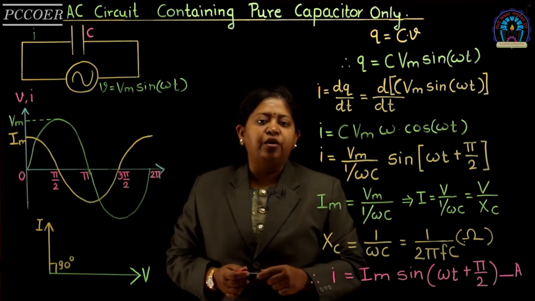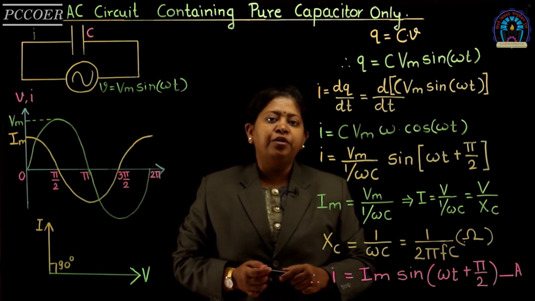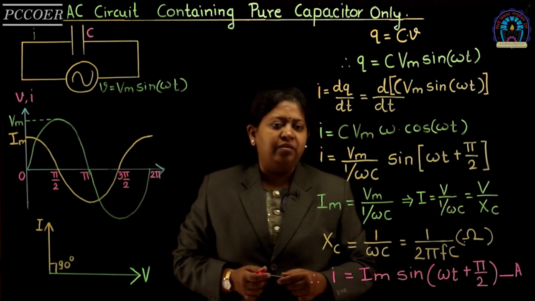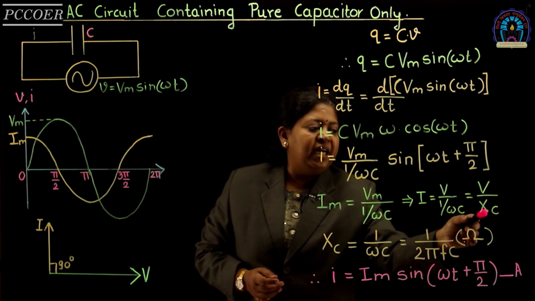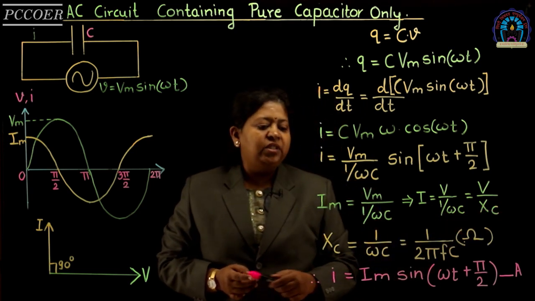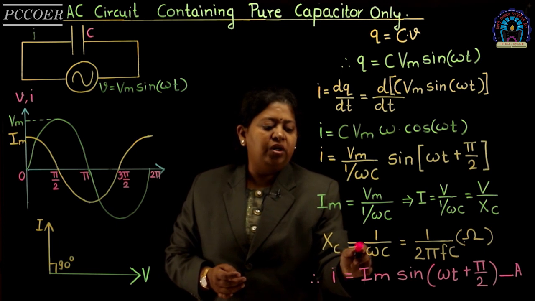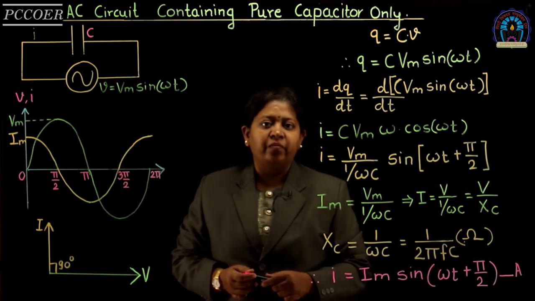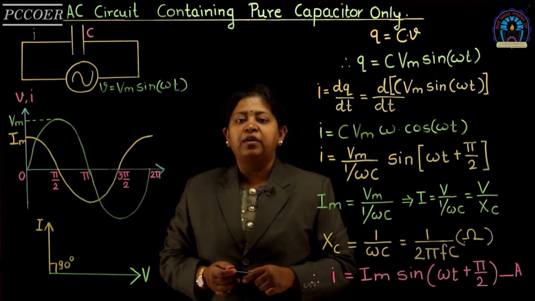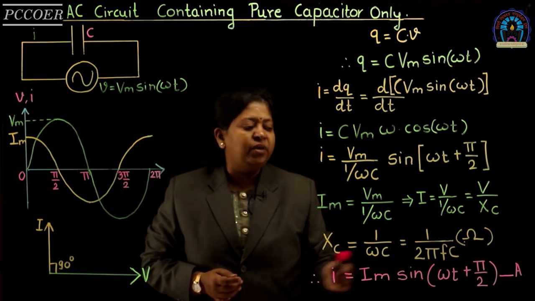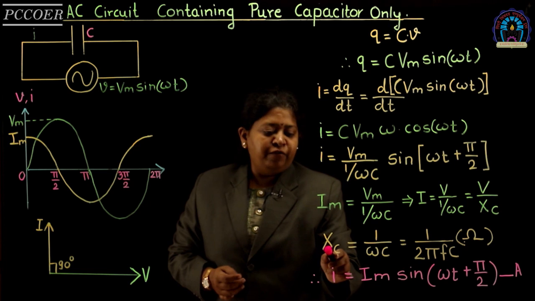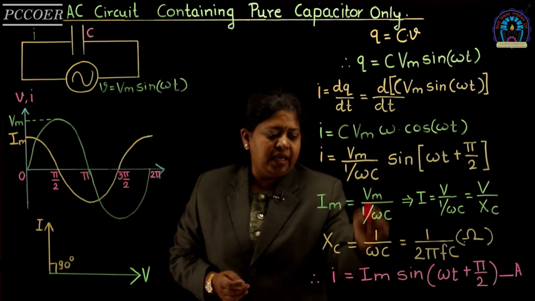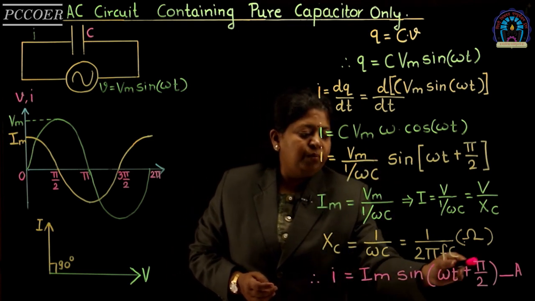If we divide both sides of this expression by root 2, we get the equation for the RMS value of current. I is equal to V upon 1 upon omega C. This 1 upon omega C can be written as Xc, the capacitive reactance. This capacitive reactance Xc is equal to 1 upon omega C, which is equal to 1 upon 2 pi fC. This is the opposition to the flow of current in a purely capacitive circuit. It is measured in ohm. Now, if we substitute this Xc in the equation of I, we get I is equal to Im into sin of omega t plus pi by 2.